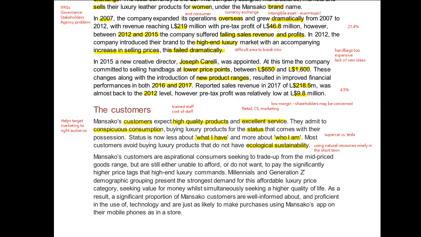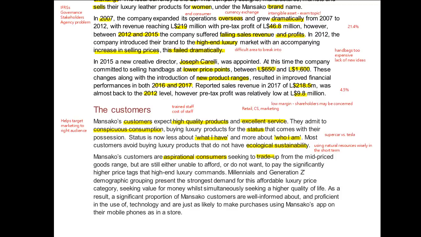Okay, so let's move on to the final paragraph of this page then. So Mansako's customers are aspirational consumers. Again, that's linking into the marketing approach and tells us about the customers that the company have. They're aspirational, so perhaps they're the kind of people who are on the up. This isn't necessarily the case, but perhaps as a child, they didn't have much, and now they've worked hard, they've got a well-paying job, and now they want to show that they've progressed and moved up in society and they're aspirational now, so they want to start buying these kind of things, and they're seeking to trade up from the mid-priced goods range but are still unable to afford or do not want.